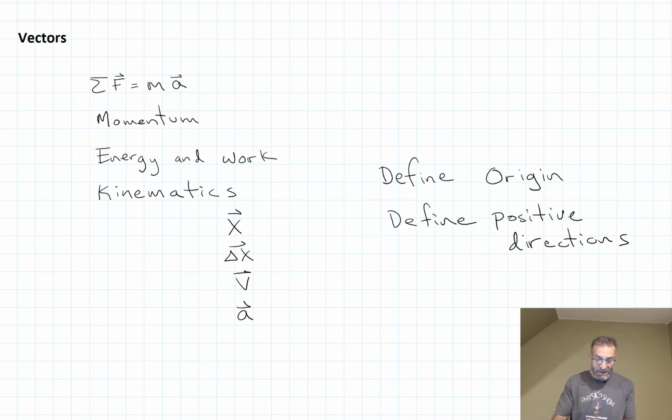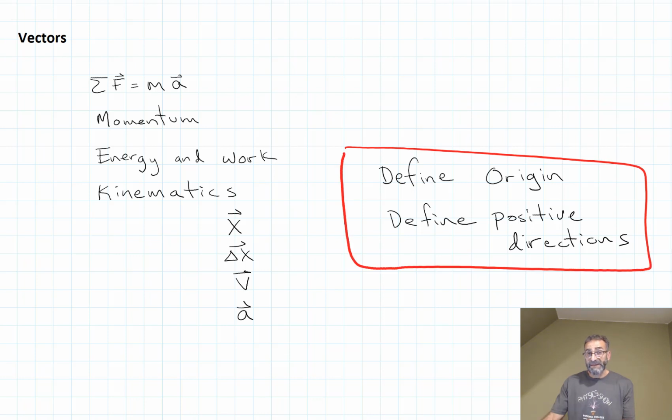So you need to do this. Define your origin, define your positive directions. You need to do that first thing. Then keep careful track of your signs and make sure you keep your signs straight as you work through the problem.